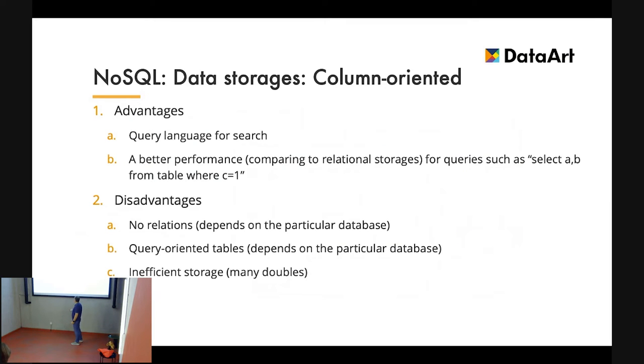Okay, what are the advantages? Column-oriented databases mostly have a query language to search. If you look, for example, at Apache Cassandra or Yandex ClickHouse, they provide this possibility. Some queries will have better performance than in relational databases. About disadvantages: these databases don't provide relationships, but again, it depends on the certain database. For example, Apache Cassandra doesn't provide this possibility, but Yandex ClickHouse does.